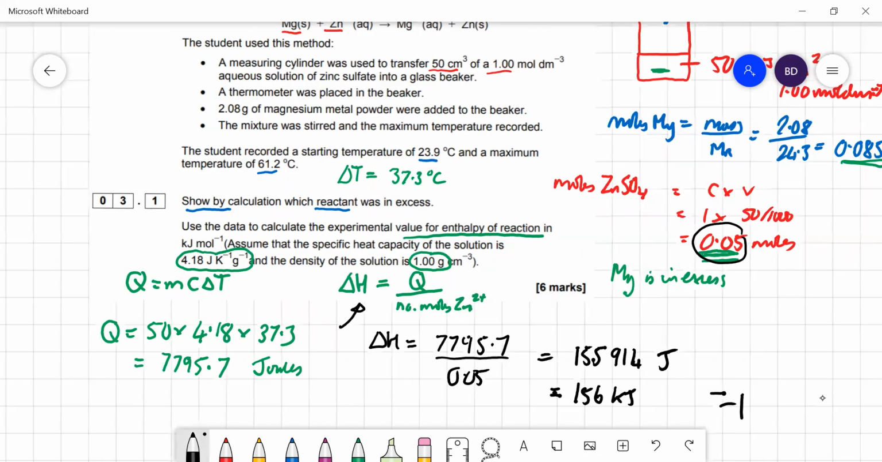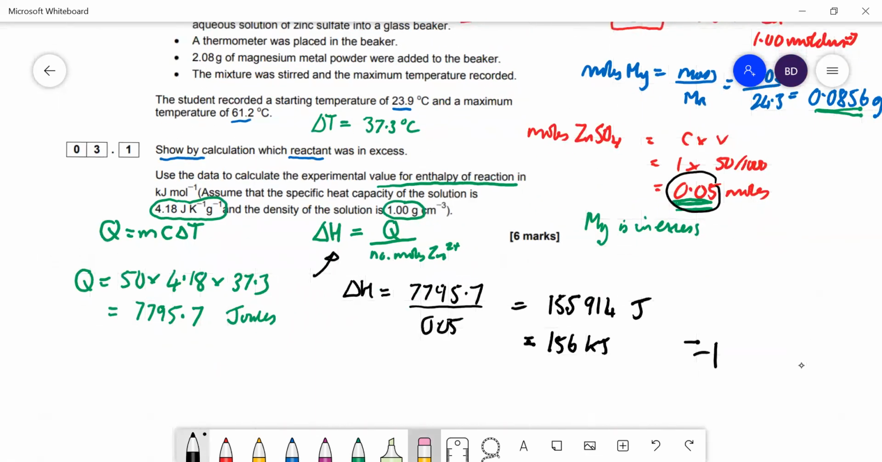It's exothermic, right? And if you don't put the minus in there, you will lose a mark. After all that work, you'll lose it for forgetting to put that in. So don't forget, it's exothermic. We can tell it's exothermic because the temperature went up. So minus 156 kilojoules for that reaction.